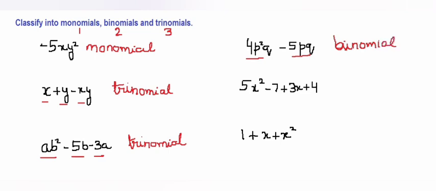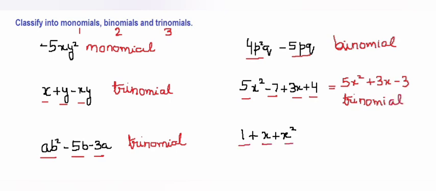Now here we have 5x square minus 7 plus 3x plus 4. Now minus 7 and plus 4 can be combined. They are like terms. So here I can write this as 5x square plus 3x, and minus 7 plus 4 will become minus 3. Now we can see we don't have any like terms. So now we can term it as trinomial because we have three terms here. So this is your trinomial. Now here also you have three terms. So this is again your trinomial.